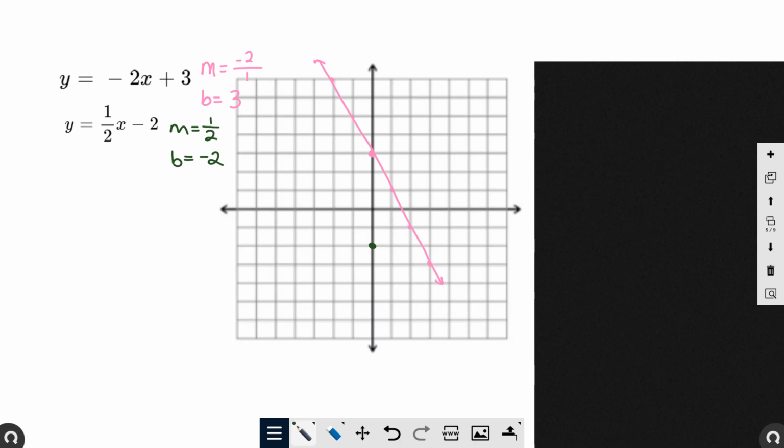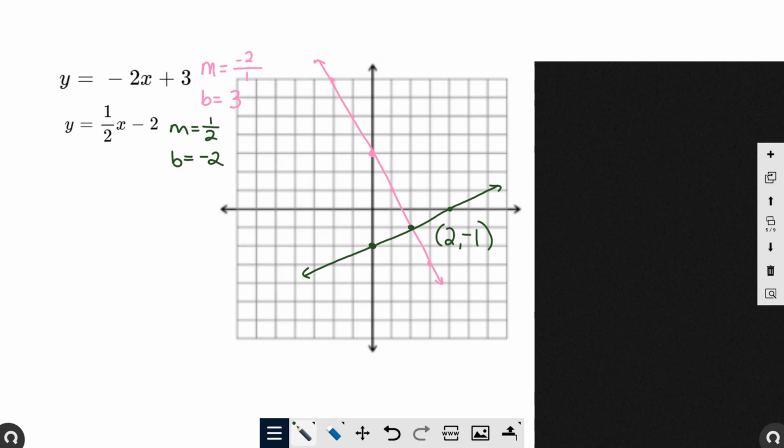And then slope is 1 over 2, which means we go up 1, right 2. Up 1, right 2. Your goal is to see where they cross or intersect. Once you see that, you can stop. Now, it looks like they intersect at an exact point. What is the exact point where it intersects at? Perfect. 2, -1.